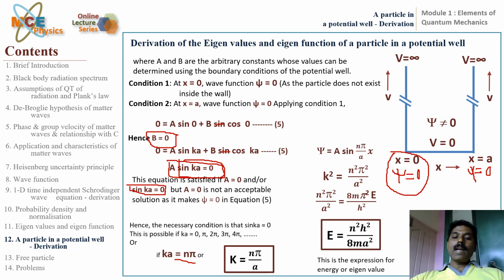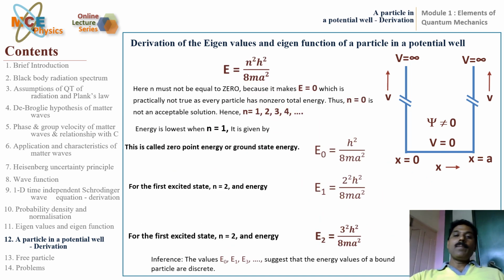And in the previous slide, I had taken k square as 8 pi square me by h square. Here you are getting k square as n square pi square by a square. On equating, you will get this equation, and on simplifying, you will get the expression for energy. This was completed in the previous class. And also, by putting the different values of n, we could get the different values of energy. These are eigenvalues of the particle, means energy values of the particle at the different energy states.